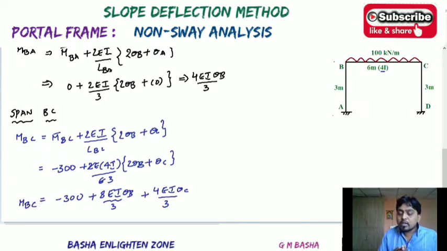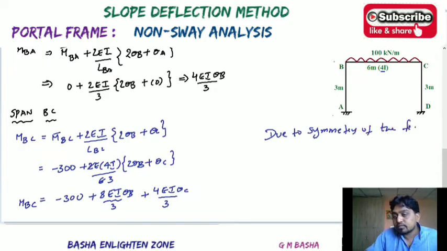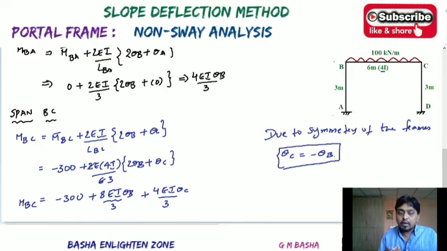And please remember, while solving the slope deflection method for portal frames, due to symmetry of the portal frames, theta C will be equal to minus theta B. Please remember this end condition, this slope condition, that theta C will be equal to minus theta B. Wherever theta C appears, just substitute minus theta B there. Whenever a symmetric condition happens, for non-sway analysis, you will always get this type of condition. And at the same time, the slopes at the fixed ends will be equal to 0. Okay, so theta C will be equal to minus theta B and theta A will be equal to theta D.